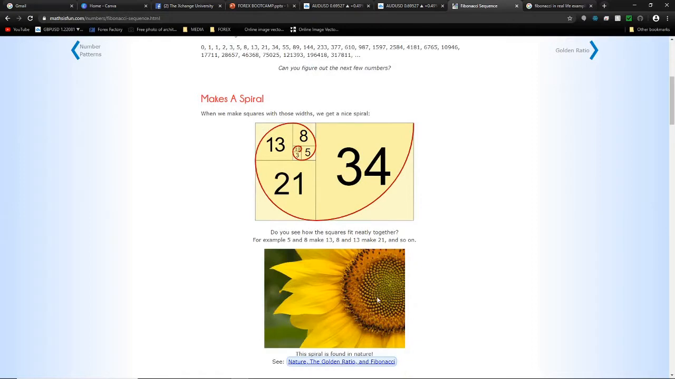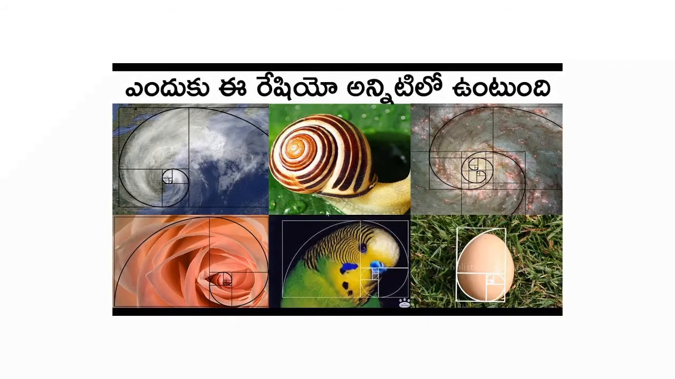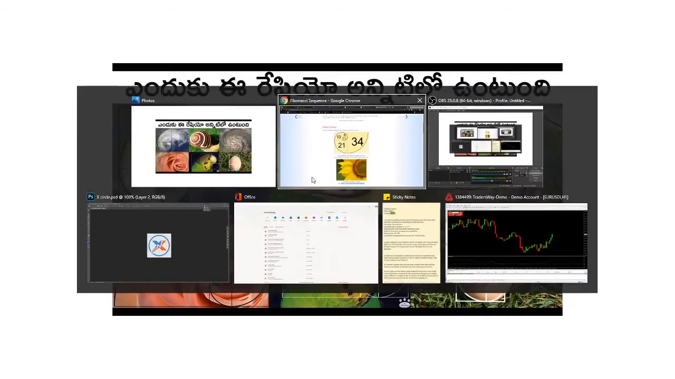I have an example here. There's a lot of things, though, when you think of galaxies and even hurricanes. See how hurricanes are? It's exactly to a T, Fibonacci sequence. Even your ear is Fibonacci, right? Snails, the galaxy, a bird's head, roses, even eggs. So Fibonacci goes way deeper than Forex, is what I'm getting at.